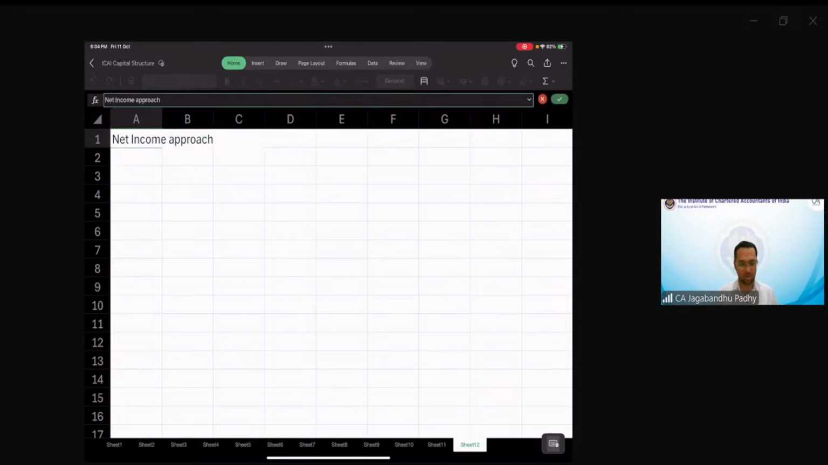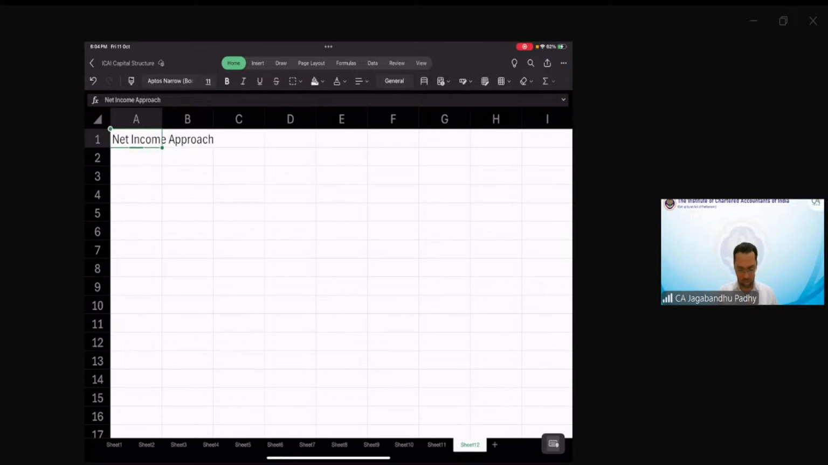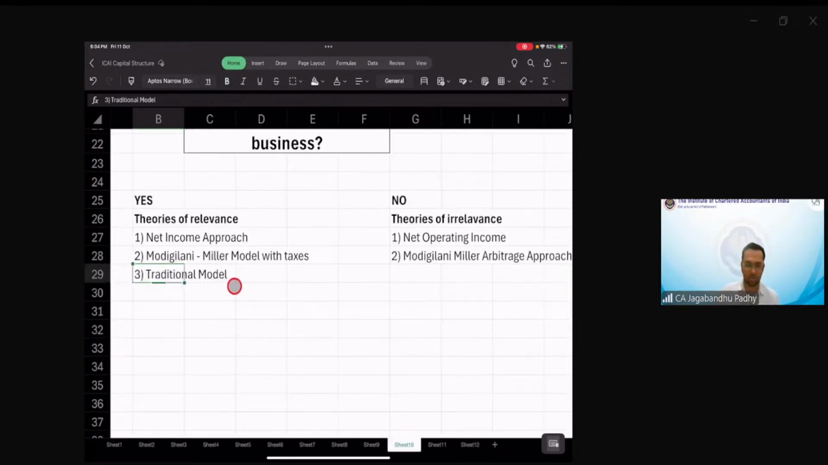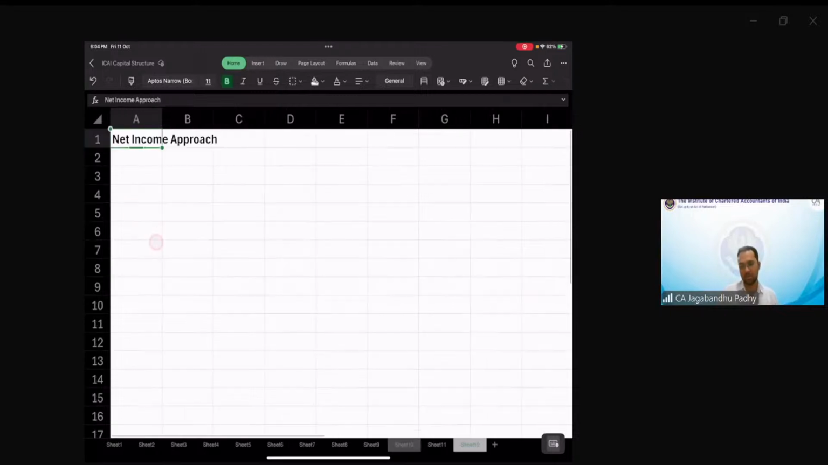Net income approach. Was it a theory of relevance or a theory of irrelevance? It was a theory of relevance. So what is this theory actually trying to portray? It's trying to portray that the value of a company will get affected by its capital structure. What does this net income approach say? How does it conclude? What is the justification for their point of view? That is what we are going to look at here.